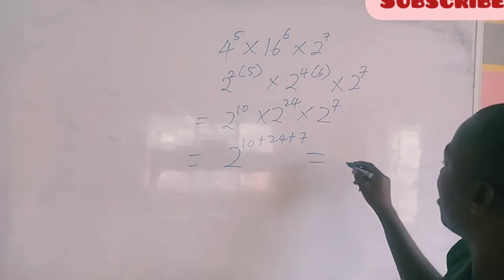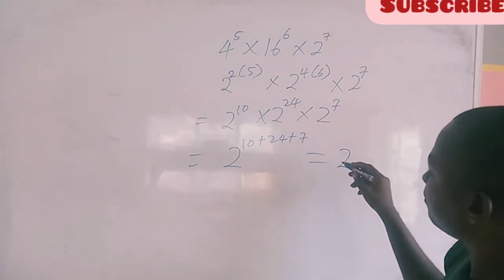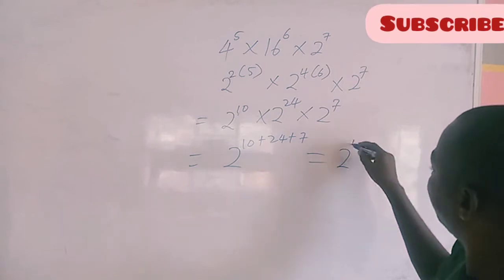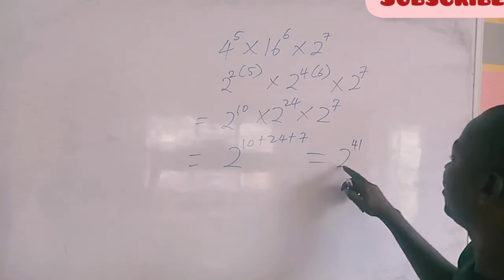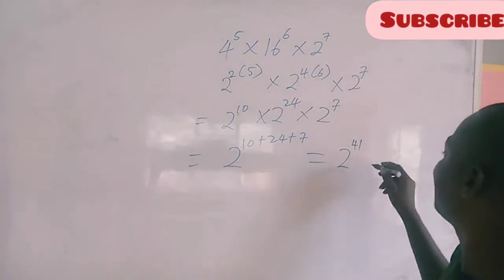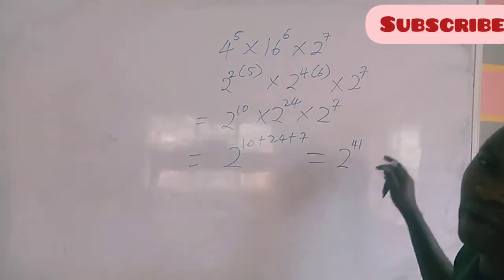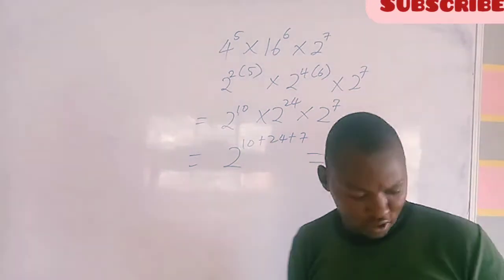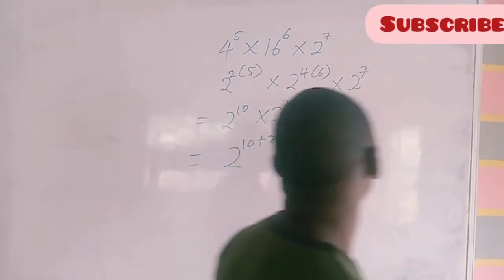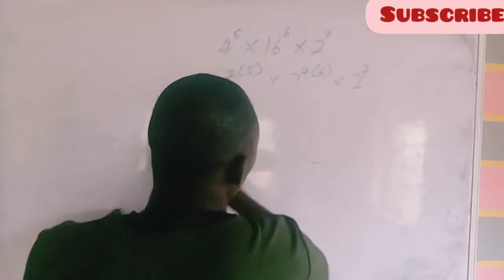Okay, 41. So we have a 2 raised by 41. You don't need to come and multiply it to be 82. No, that means we have 2 in 41 places. Okay? So now let me check another one according to perfect square.